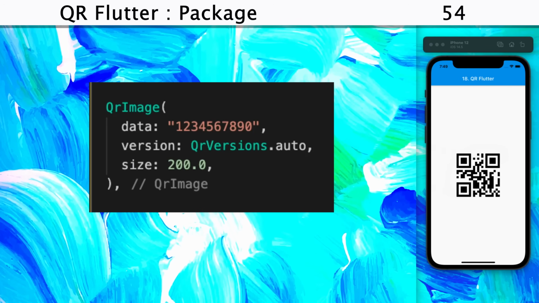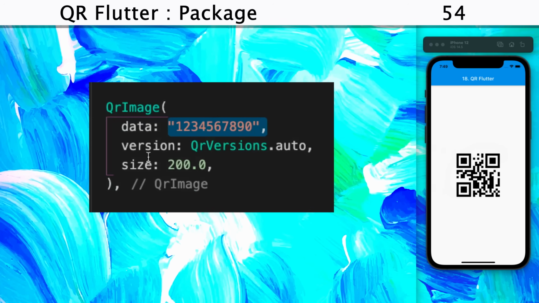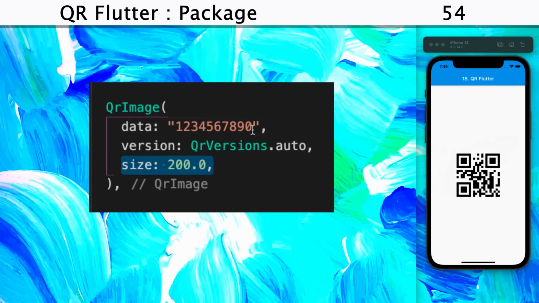This is the QR Flutter package. You can create the QR image widget that have the data and then the size of the QR code. You can scan this one and you will see it is this value.